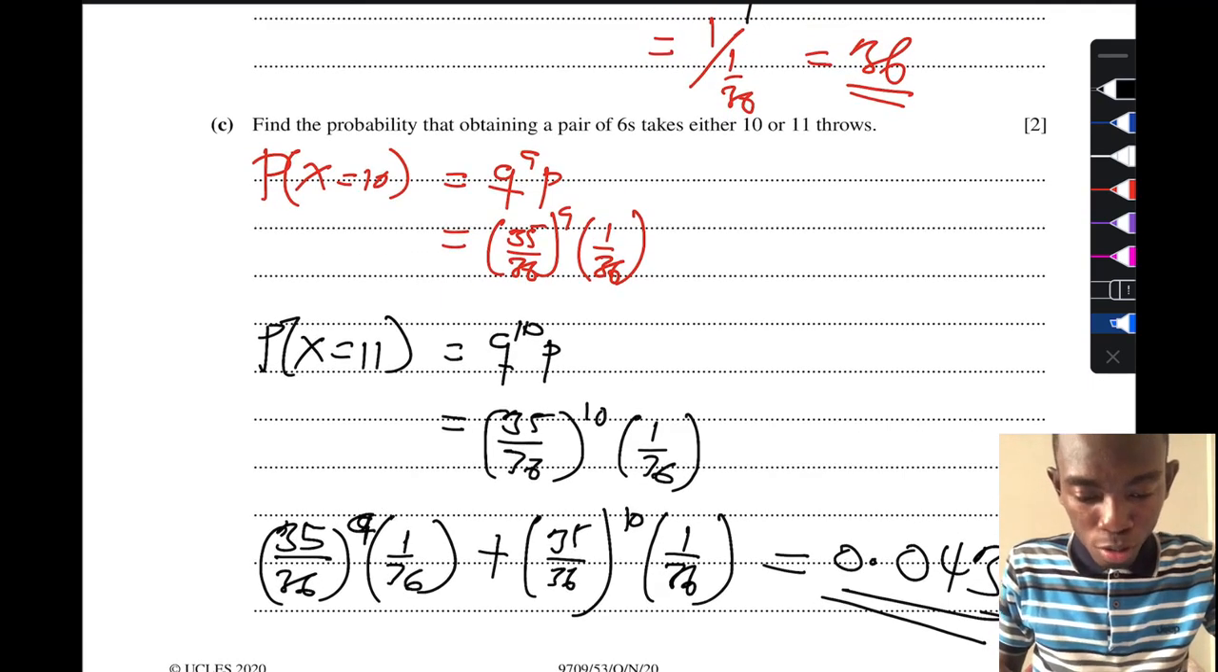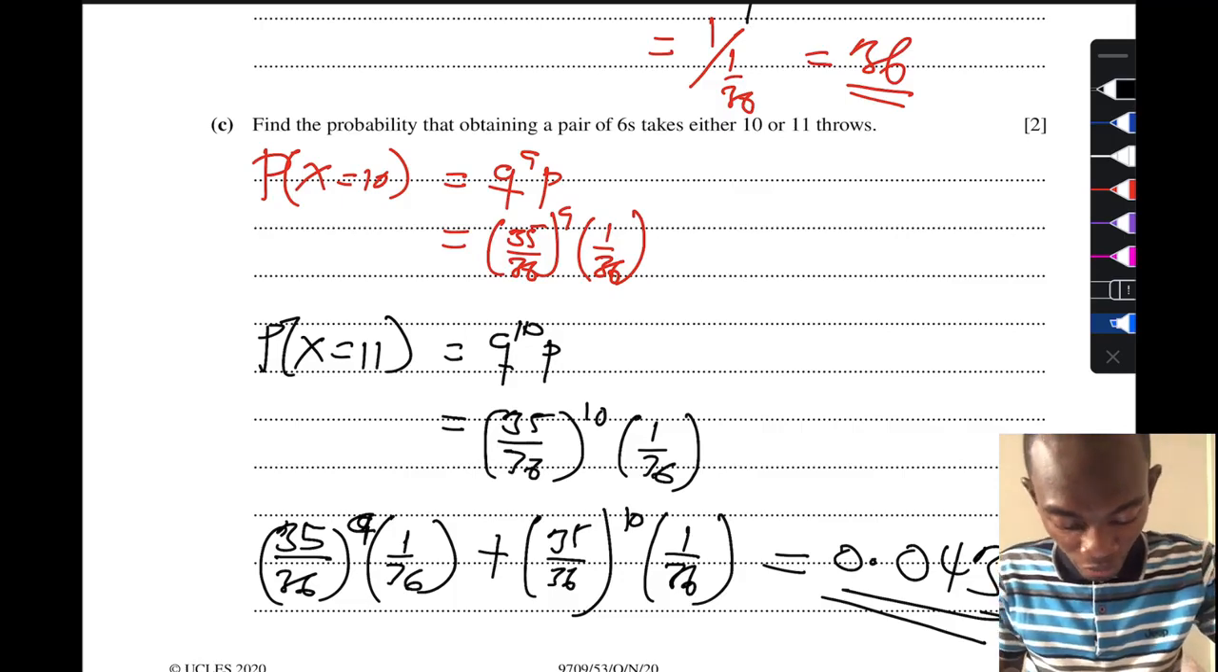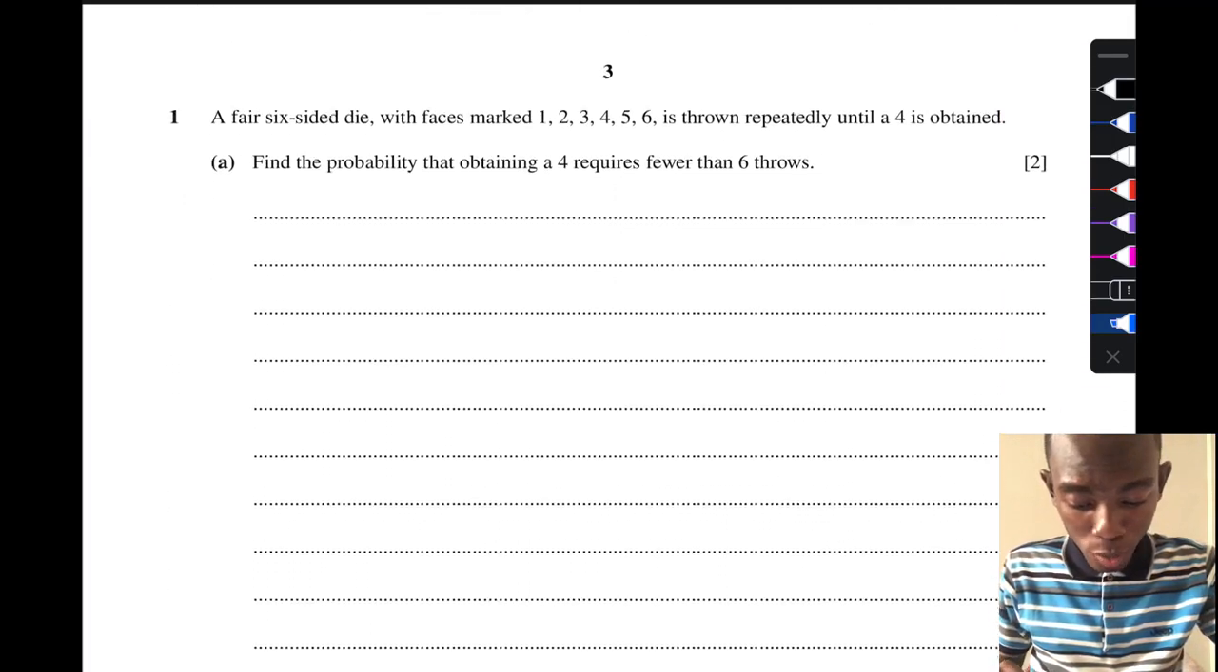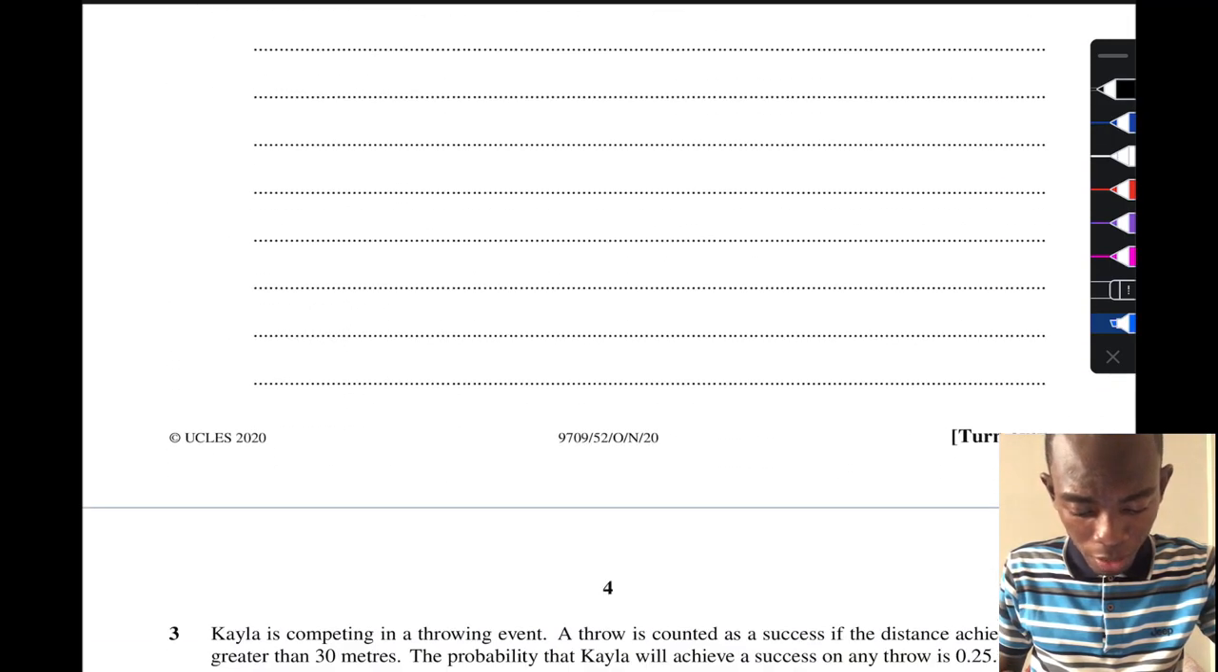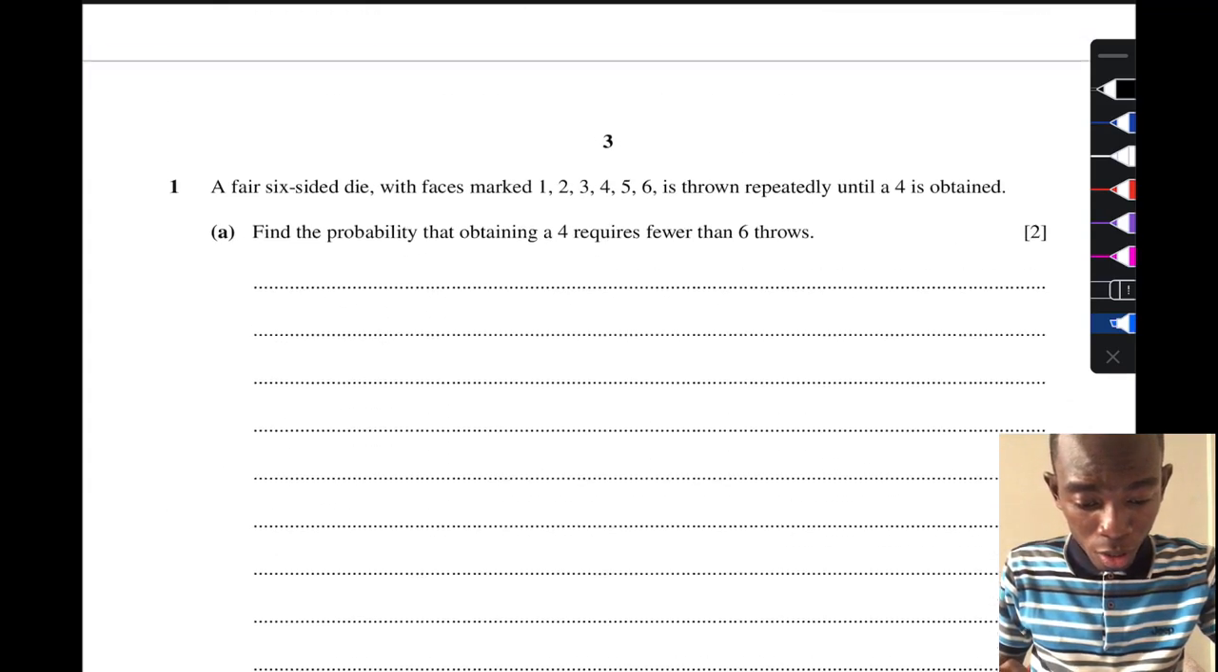Okay, so that is the question that came for paper 5.3. Let's move on to the next one. That's paper 5.2, October/November 2020. It says that a fair six-sided die with faces marked 1 to 6 is thrown repeatedly until a 4 is obtained. We should find the probability that obtaining a 4 requires fewer than 6 trials.